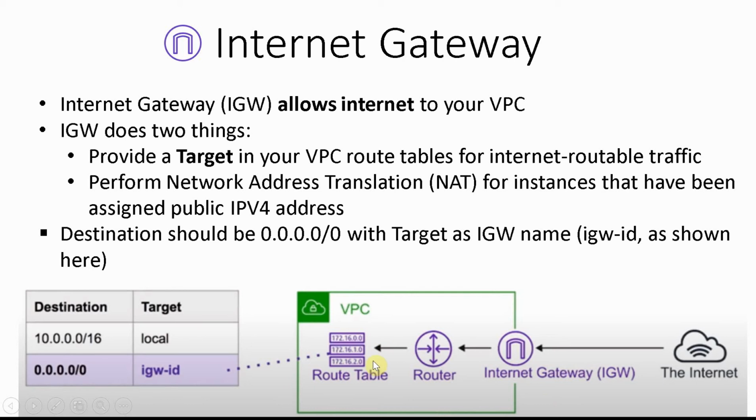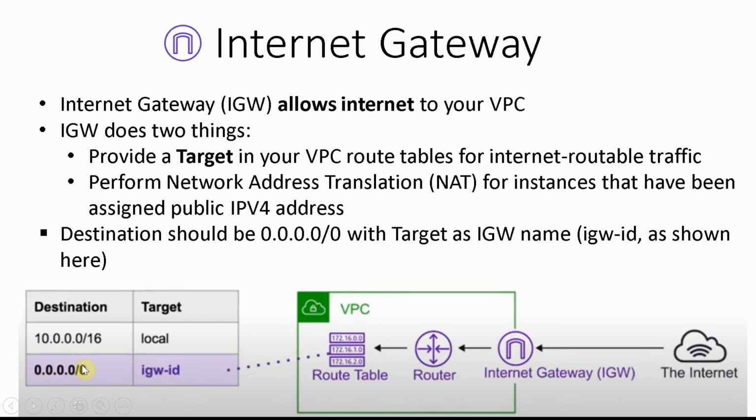Only then can the resources inside get access to the internet. For that, the mapping you need to do is in the route table, in the target especially. Once you create a VPC, you create an internet gateway. Let's say the internet gateway is IGW ID. Then you come to the route table and add this mapping. The destination is zeros, which means all. We're giving all, and then you're associating the internet gateway.